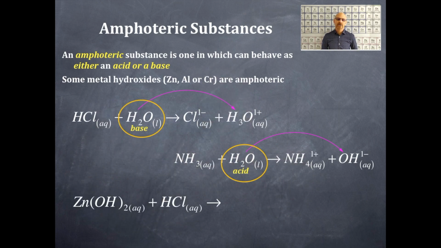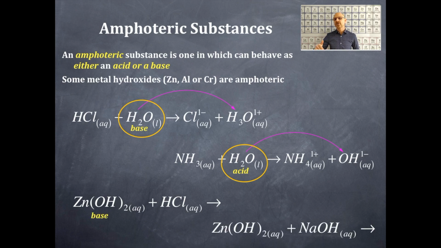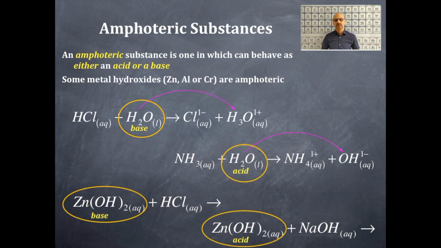And then getting back to the metal hydroxides, zinc hydroxide plus hydrochloric acid. Now, because hydrochloric acid is such a strong acid, the zinc hydroxide must be a base. And then zinc hydroxide in comparison to sodium hydroxide, and sodium hydroxide is a strong base, therefore the zinc hydroxide must be an acid. So zinc hydroxide or other metal hydroxides, other than group 1 or group 2, can behave as either an acid or a base. That is, they are amphoteric, just like water is amphoteric, because it depends on what you compare it to. Hopefully that makes sense here for you.